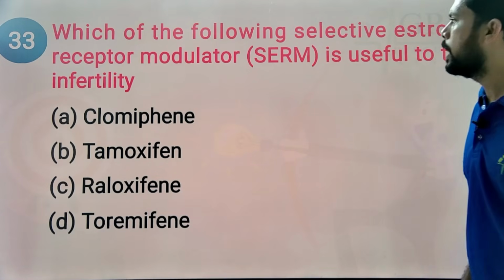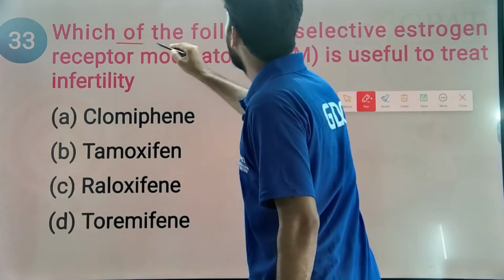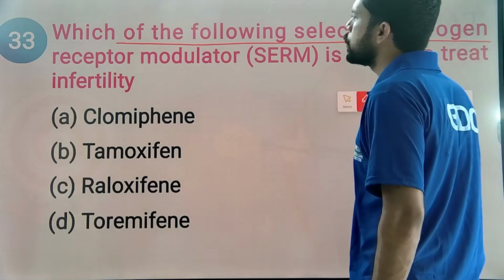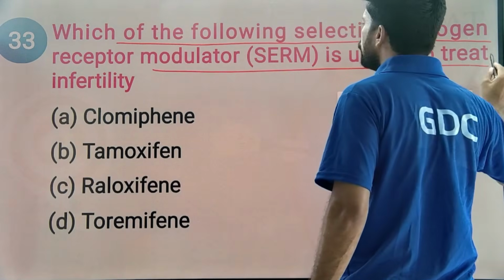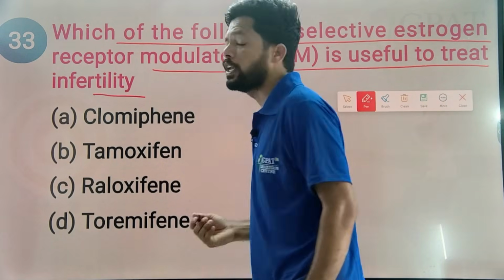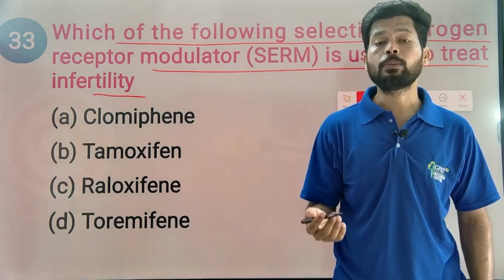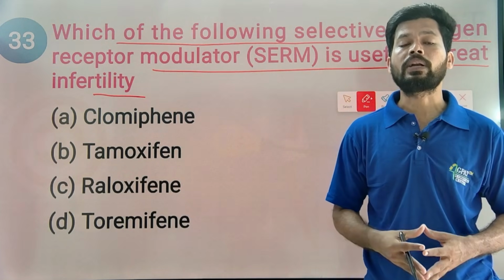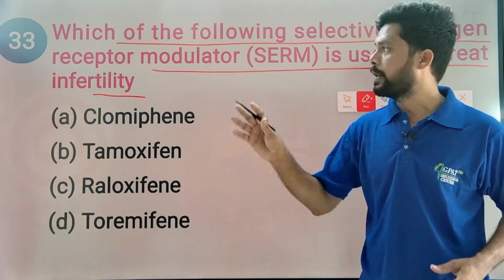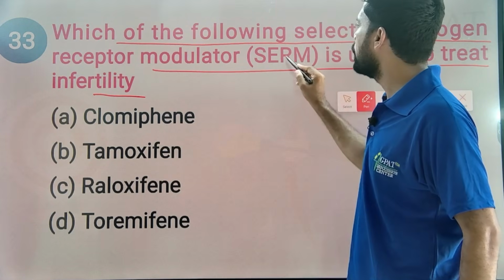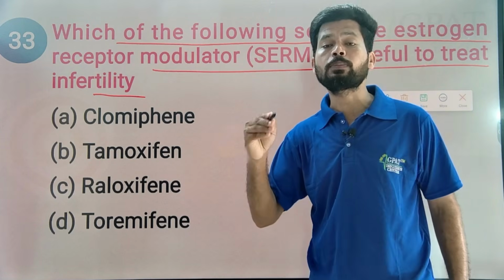Next question. Regarding the next question, which of the following selective estrogen receptor modulators is useful to treat infertility? So infertility is when a woman or man is unable to be fertile, with lack of fertilization, and in that condition one of the SERMs, selective estrogen receptor modulators, is useful.